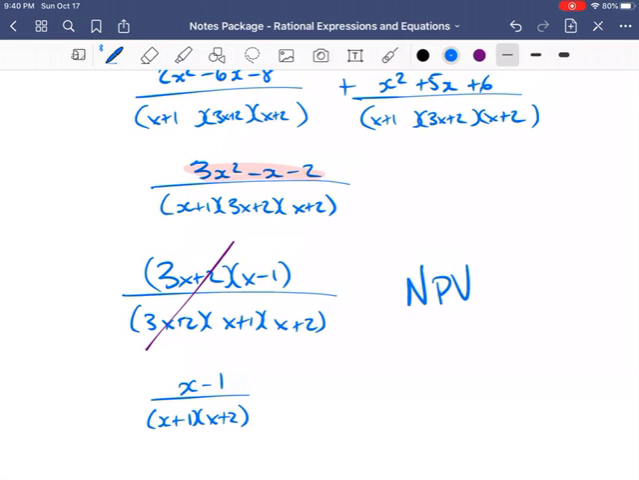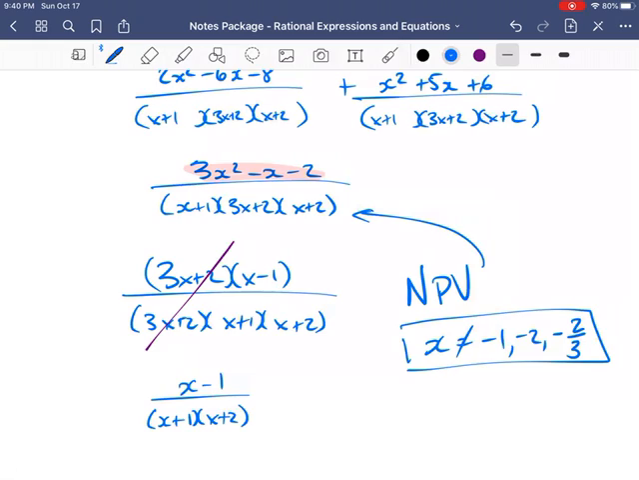And don't forget about your non-permissible values. X cannot equal -1, -2, and -2/3. Okay, and we're taking it from this stage.